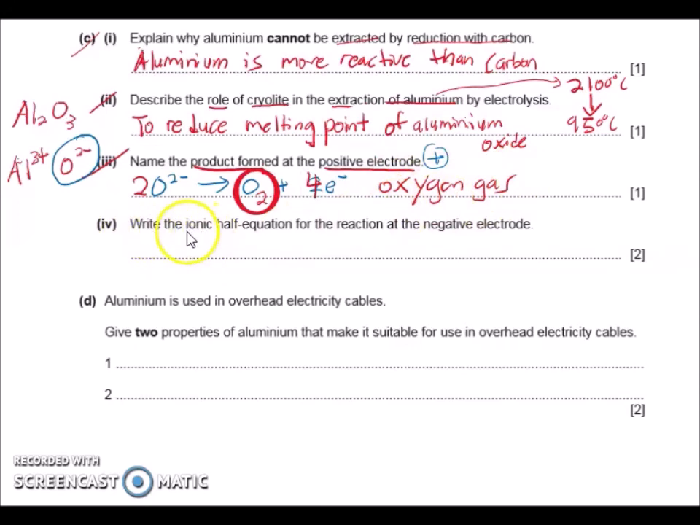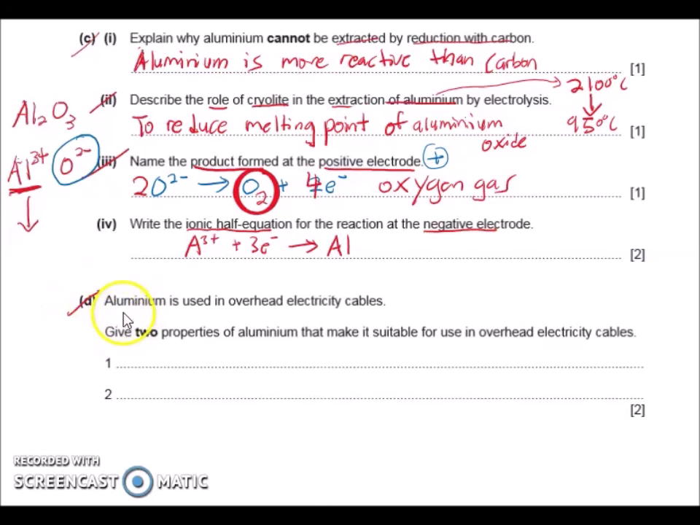Okay, here write the ionic half equation for the reaction at negative electrode. So aluminium here will be attracted to the negative electrode, so they'll be receiving electrons and they will form solid aluminium. Okay, so this is the ionic half equation.